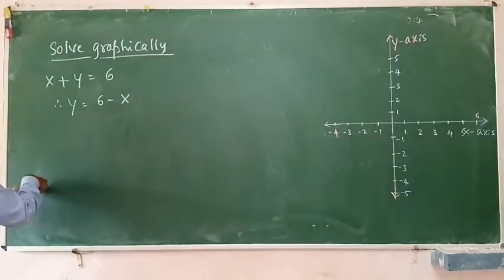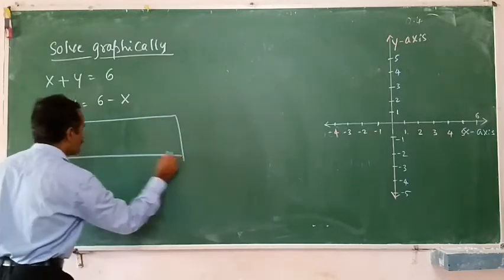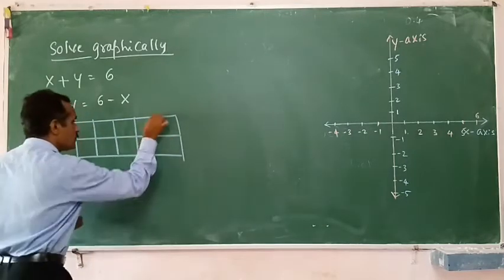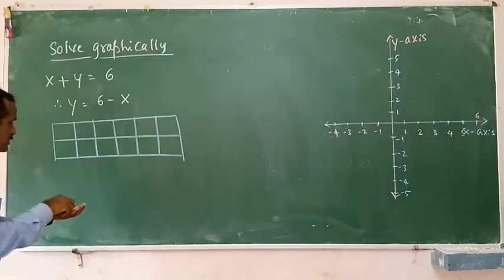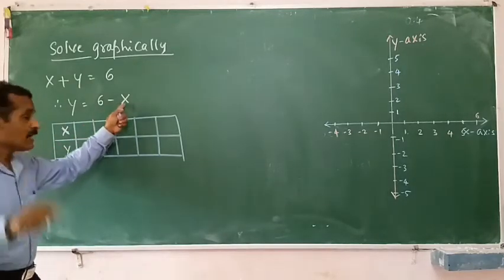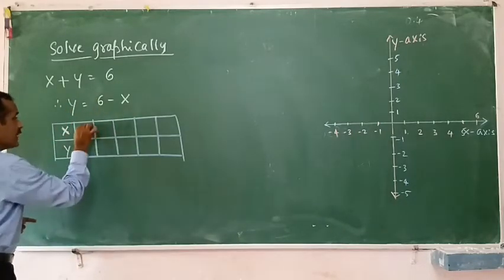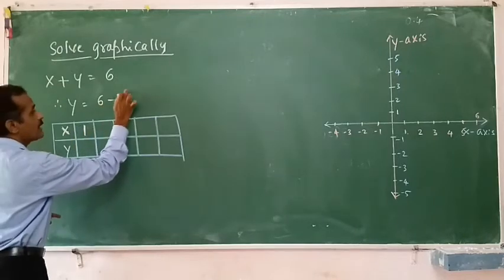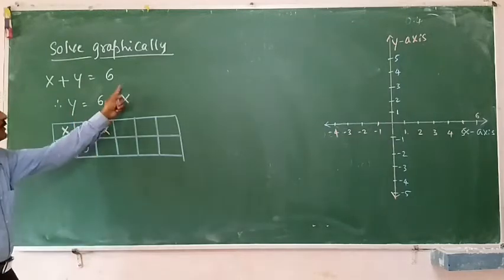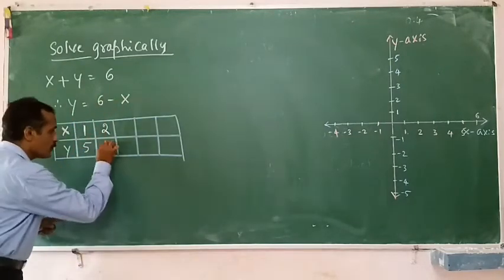Okay? Now I will go for some values. I will substitute different values for x, and I will get the corresponding values of y. I will write x and y. Let me say x is equal to 1. What happens? 6 minus 1, answer is 5. I say x is equal to 2. 6 minus 2, answer is 4.